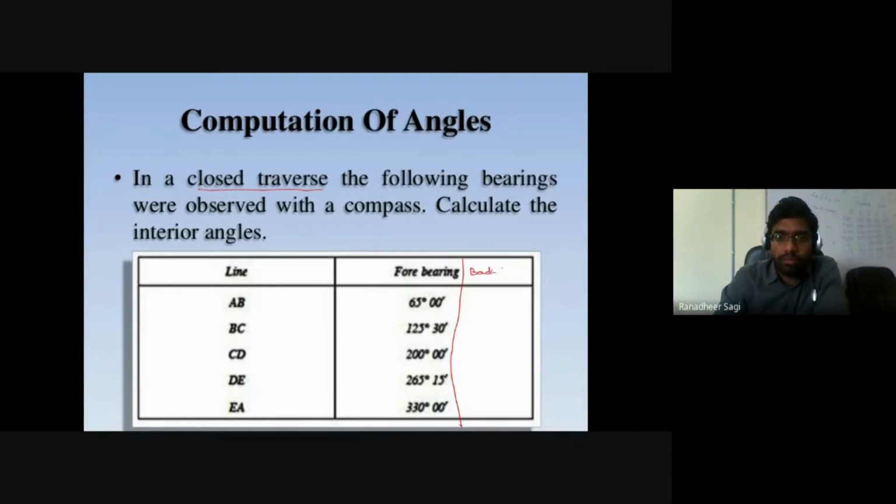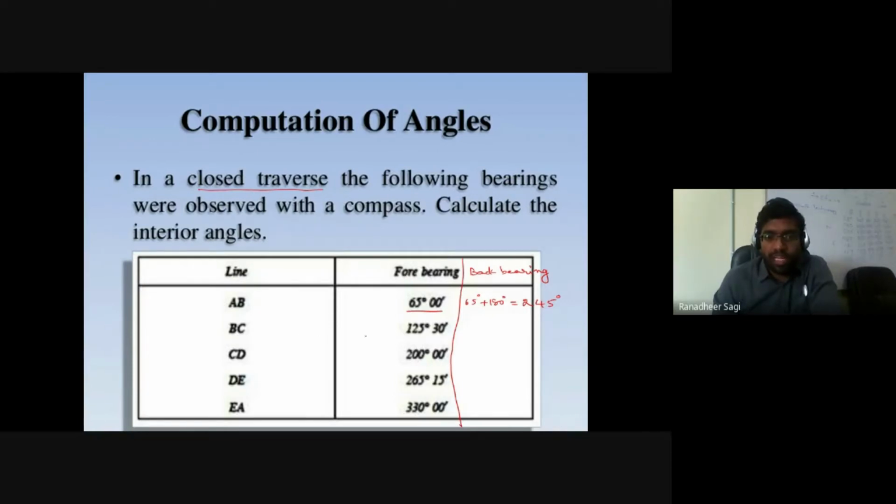So, directly calculating the back bearing of these lines. What is the fore bearing of the line AB? It is 65 degrees. Since the fore bearing of line AB is less than 180, the back bearing is 65 plus 180, which comes out to be 245 degrees. Next, back bearing of line BC.